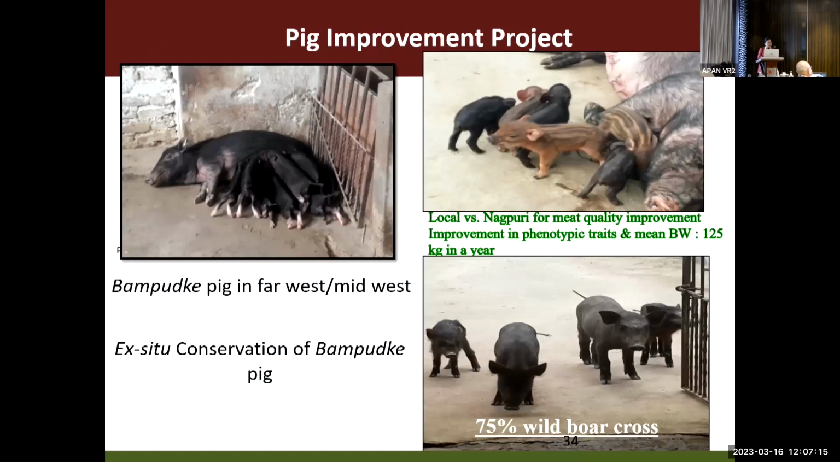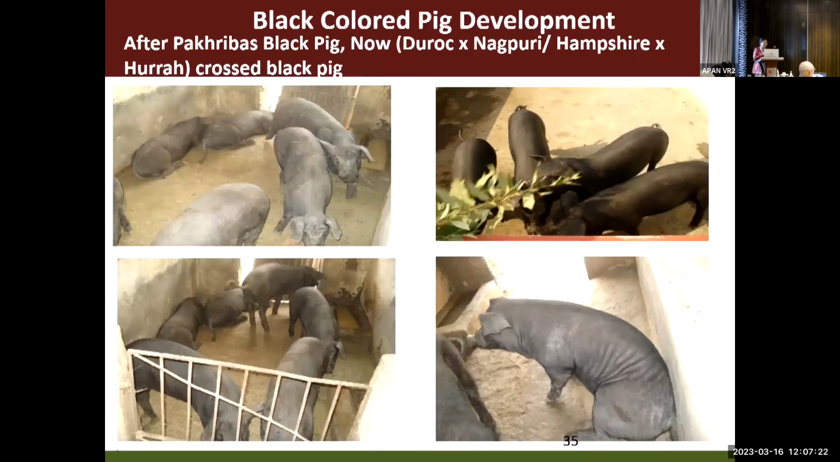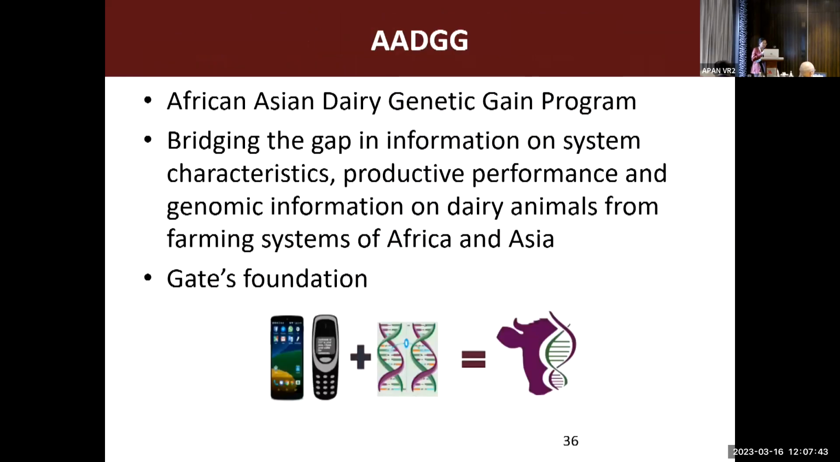And also we are working with the pig improvement project, and we are developing black collar pig, because in Nepal they prefer to have black collar pigs. They believe that is religiously and culturally very important. And also they say black collar pig is more tasty than the white collar ones. So we've emphasized this one.